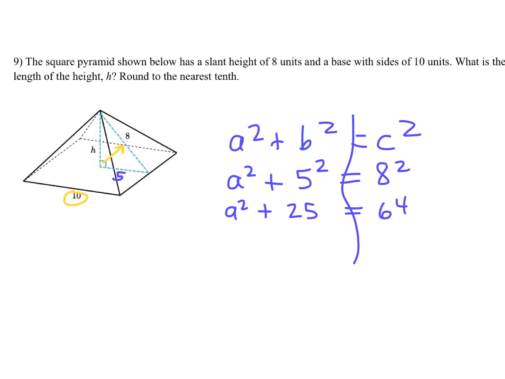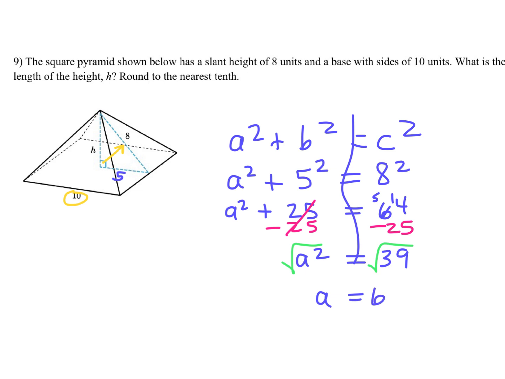How do we get a squared by itself? We subtract 25 on both sides of the equal sign. So a squared is 39. And that final step is to take the square root. And the square root of 39 is approximately 6.2. So the height of this pyramid is 6.2.